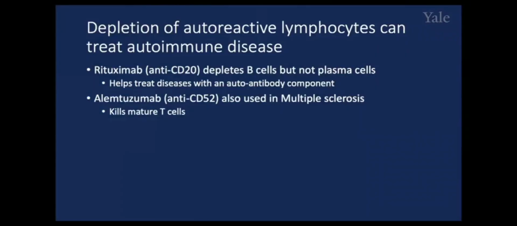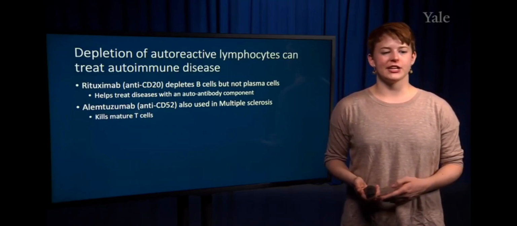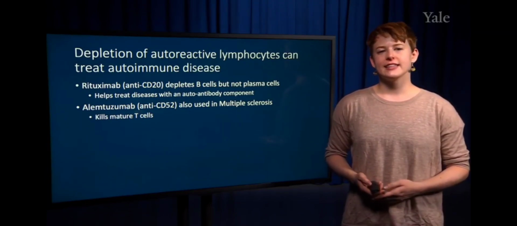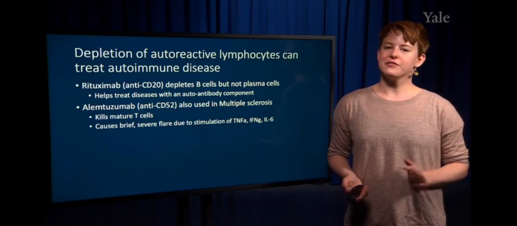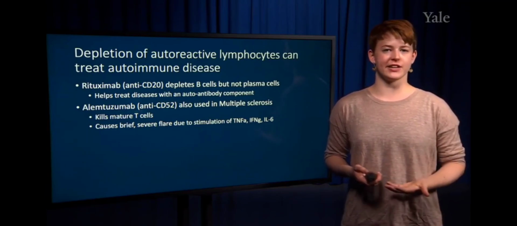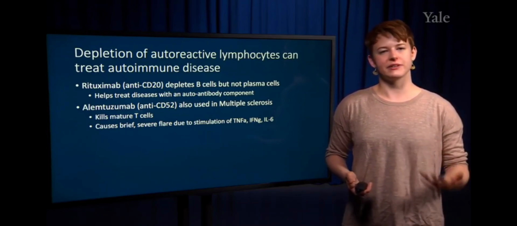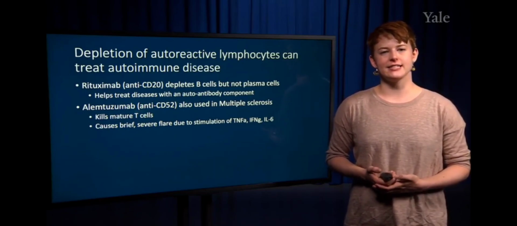So, as we talked about with transplant rejection, you can also use anti-CD52, and in autoimmunity, this is used to help dampen a T cell response, particularly in MS. This will target mature T cells for destruction. And unfortunately, in MS, it can cause a brief but still severe flare of symptoms. So before symptoms improve, sometimes they briefly increase. That's because this antibody can actually stimulate the release of pro-inflammatory cytokines initially.